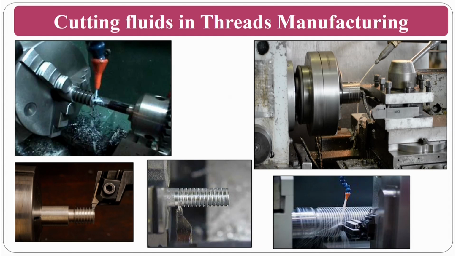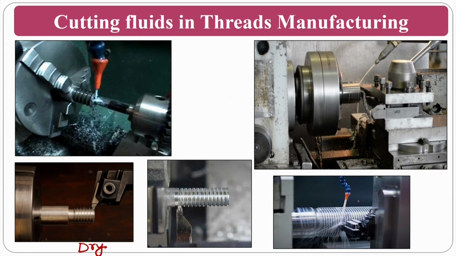You can also see here, whenever you want to cut at higher speeds, there is a chance of thread failures and all those things. There you can go for emulsions, or some people will also use dry cutting. If you have a very low strength material like aluminum, then coolant and all those things may not be required. In that circumstance, dry type of thread cutting will also be used.